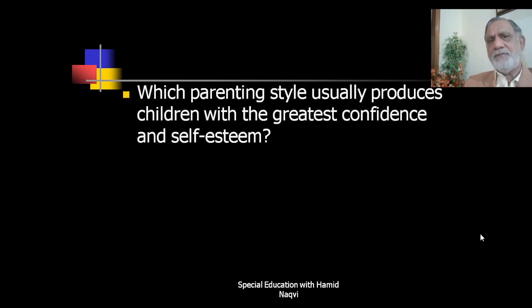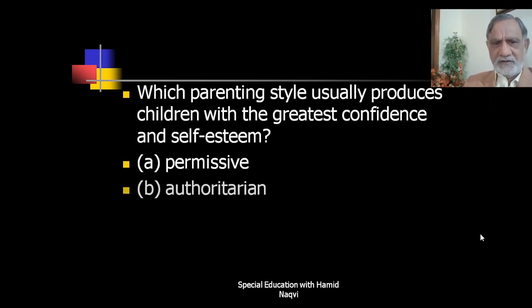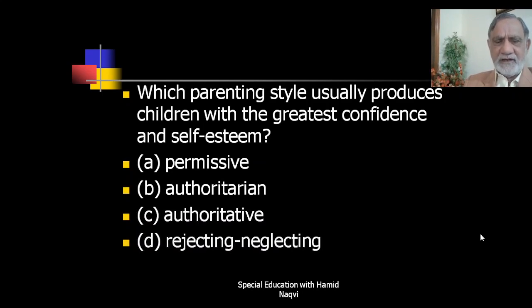Which parenting style usually produces children with the greatest confidence and self-esteem? Permissive, authoritarian, authoritative, or rejecting-neglecting? Correct one is C, that is authoritative.